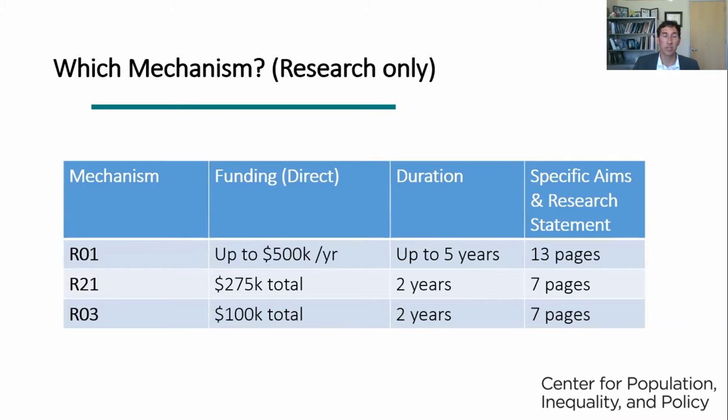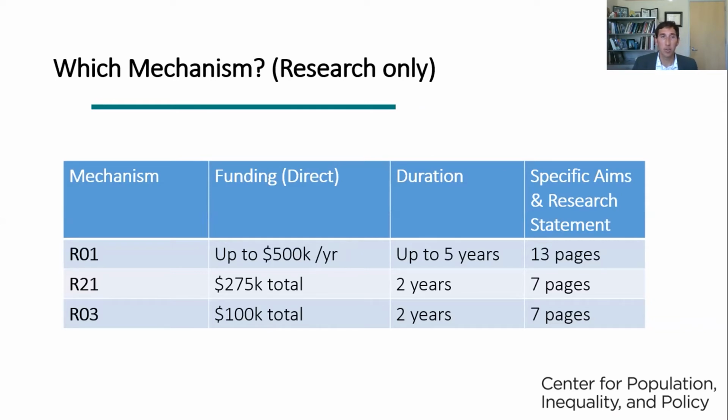So you get direct costs funded around $500,000 a year. You can apply for more, but in general, that's the max. So it can be about $2.5 million in direct costs over 5 years. The R01 doesn't have to be 5 years long. I've seen R01s that are 3 to 4 years, but in general, they're 5 years. Now, the R01 is a very large application, but the good news is that the science, which is the specific aims and the research statement, is by and large just 13 pages, single spaced.